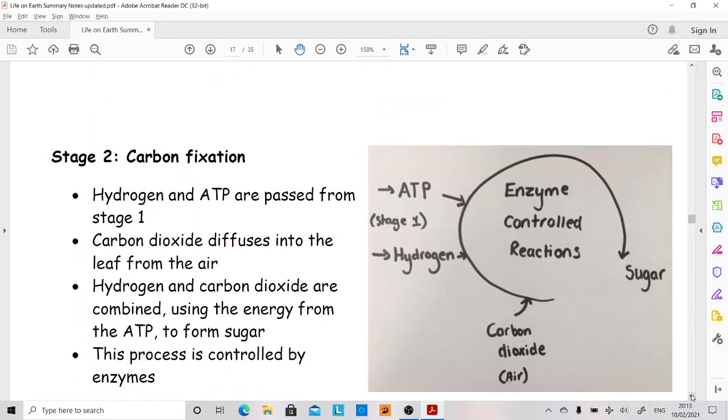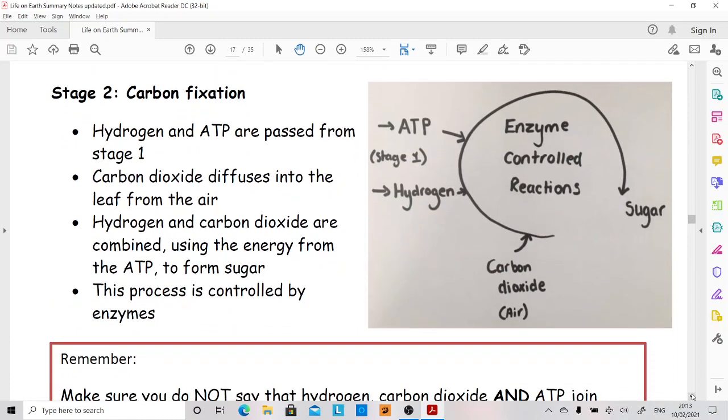The second stage is called carbon fixation. And the way I usually think about this is if you fix something, like if I'm going to fix something onto the wall, I'm going to trap it there. And carbon fixation is all about getting carbon dioxide from the air and getting the carbon from that to be staying in the plant. So carbon dioxide diffuses in through the stomata into the spongy mesophyll.